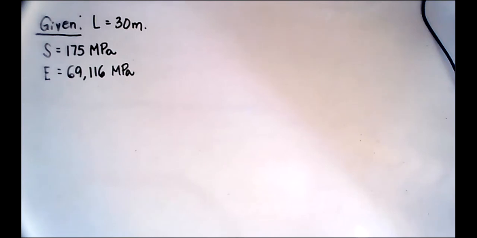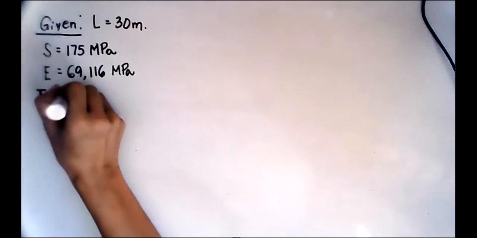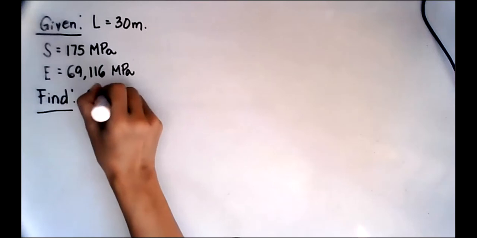So let me go back to the problem that we have here. We are given a 30 meters long aluminum bar and it is subjected to a tensile stress of 175 megapascal. We are going to determine the elongation if the modulus of elasticity is 69,116 megapascal. So we are going to find, according to the problem, we need to determine the elongation.